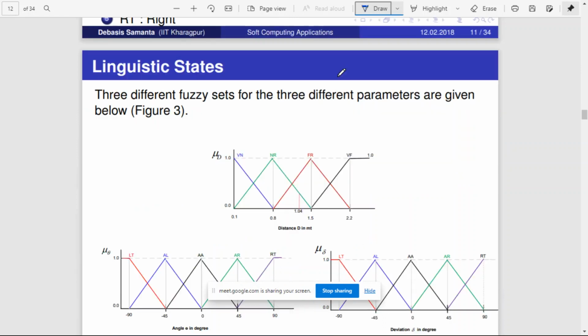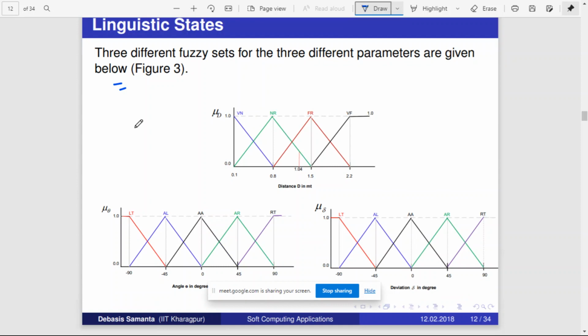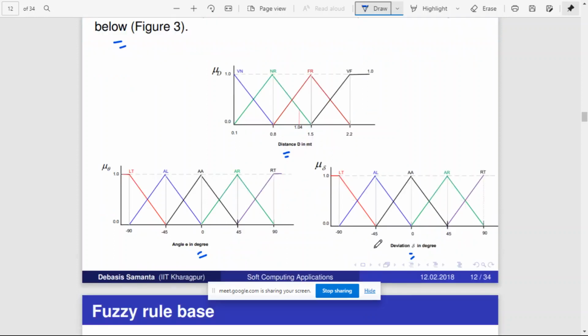Right, so these linguistic states are represented using this graph. These different fuzzy sets for 3 different parameters are represented below. This is for distance. Distance is represented through this, this is for angle in degrees, and this is deviation in degrees.